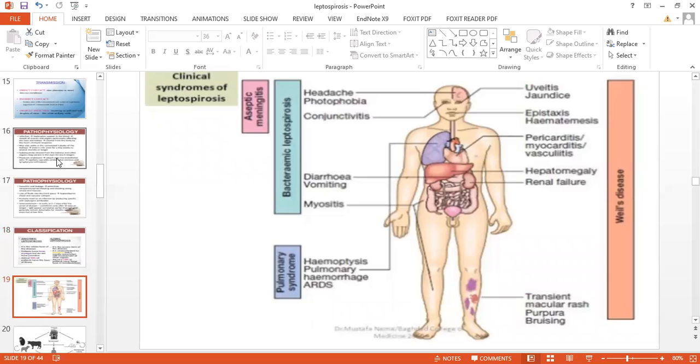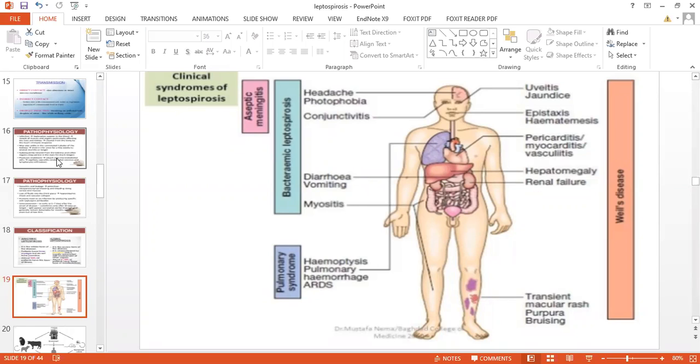This is a picture of the human body showing the organs which may be involved after a sequence of events, what leptospirosis can cause to the body. The other name for this is Weil's disease, which may cause uveitis, jaundice, epistaxis, hematemesis, pericarditis, myocarditis, hepatomegaly, renal failure, transient macular rash, and purpura bruising on the skin. While the pulmonary manifestations may appear like hemoptysis, pulmonary hemorrhage, or acute respiratory distress syndrome.